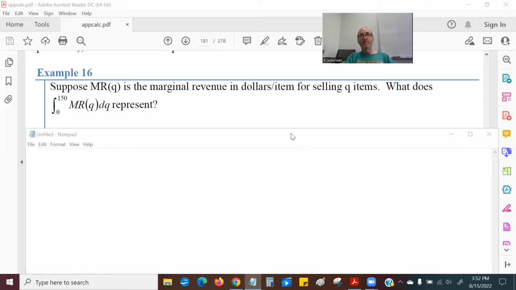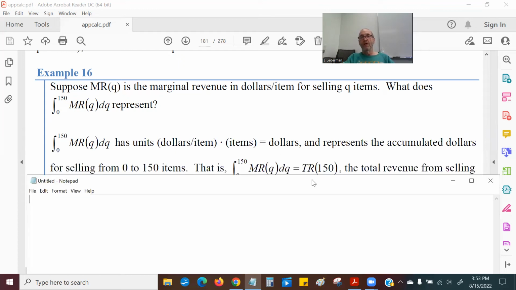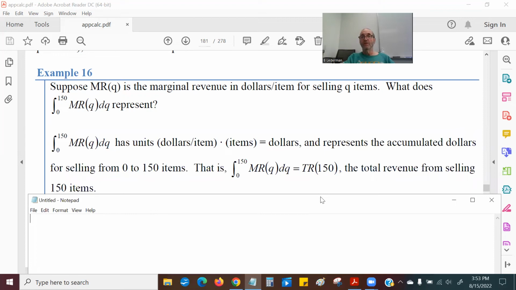And the answer is it represents something called accumulated revenue. First of all, the units: MR(Q) is dollars per item, and dQ is items. So dollars per item times items is just dollars. And the integral represents the accumulated dollars for selling 0 to 150 items. That's how many dollars you accumulate in that interval. So the integral from 0 to 150 of MR(Q) dQ is equal to TR(150), which is the total revenue from selling 150 items. I thought it was kind of interesting.